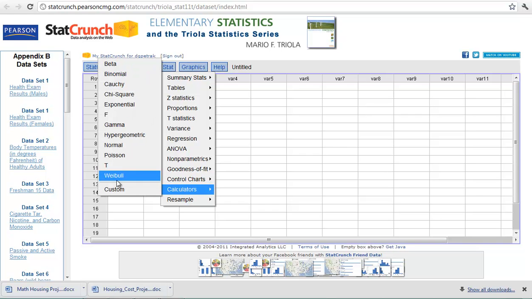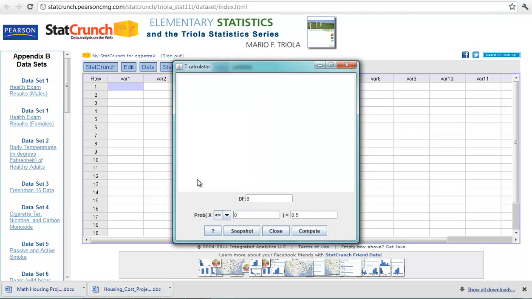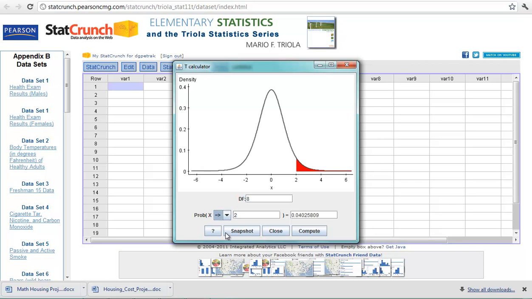Just like we did the normal, we also have the t calculator. And then let's do the same thing. Let's say we have 8 degrees of freedom, and we have a t statistic of 2, and we want to go greater than 2. We want the area to the right, and there it is. So it's 0.04. So in the other one, we might say it's between 2.5 and 5%, but here with StatCrunch, we can get the exact percentage that is to the right. And if it's two-tailed, you would just double that to like 8% if it was two-tailed, because it could be greater than or less than.